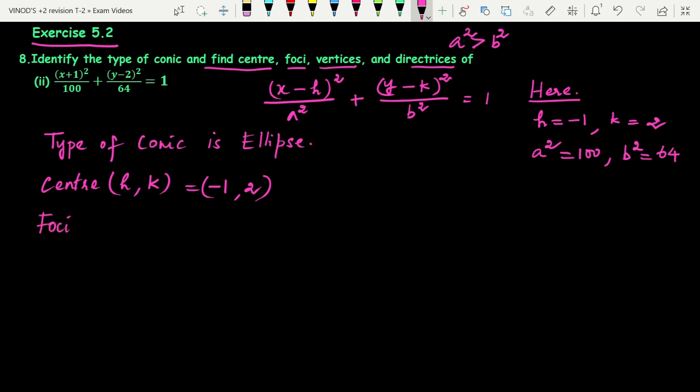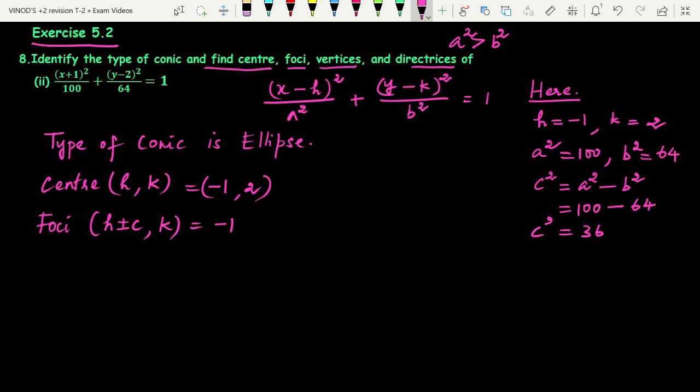Foci. The coordinates of the foci are (h ± c, k). Here the h value is minus 1. c we have to find. For an ellipse, the formula for c square is a square minus b square. Here a square is 100, b square is 64, 100 minus 64 is 36. So c square is 36, taking square root, c is equal to 6.